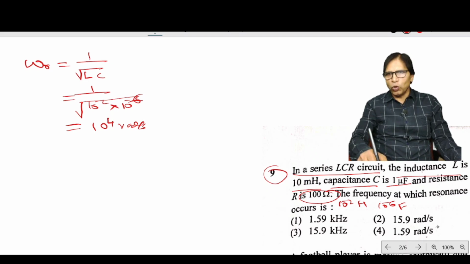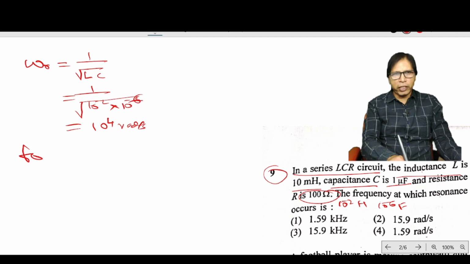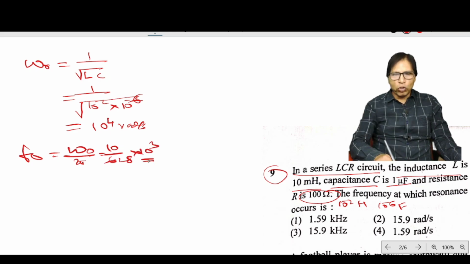Look at the options. No option matches. Now we have to calculate frequency f naught. So this is omega by 2 pi. So 10 to the power 4 by 2 pi means 6.28, into 10 to the power 3. So it is in kilohertz. Now 10 by 6.28 is obviously 1.59. So option 1 is correct.